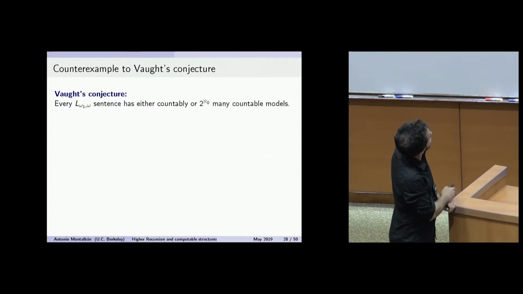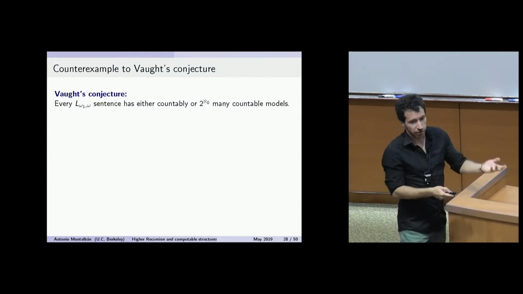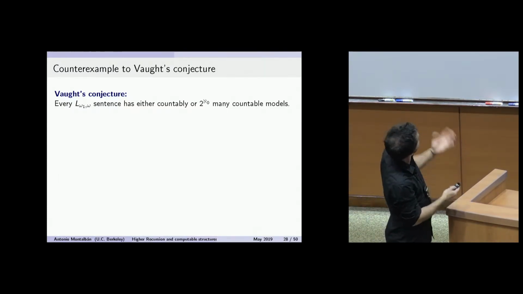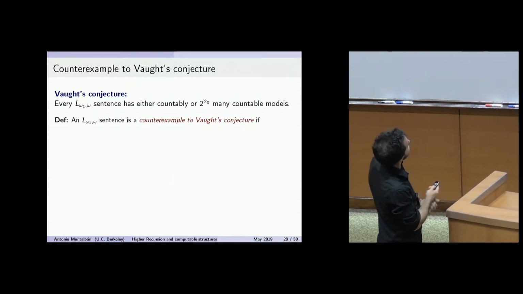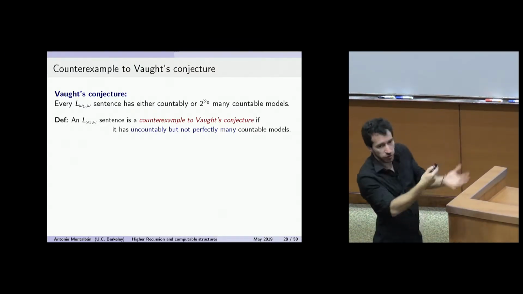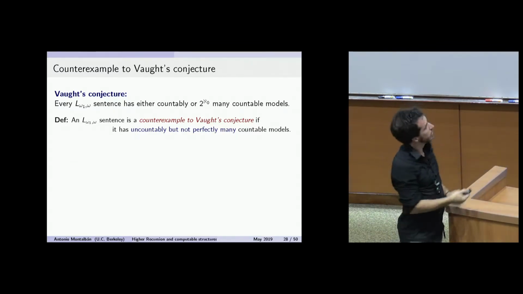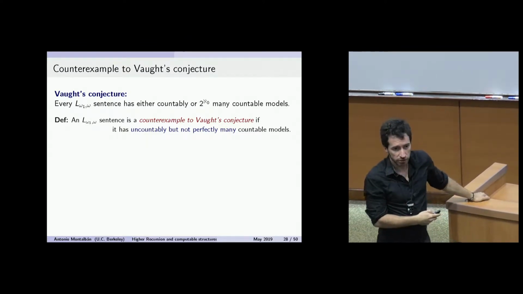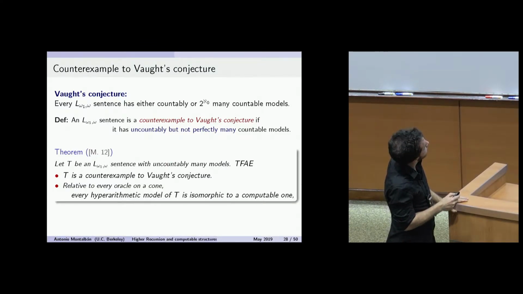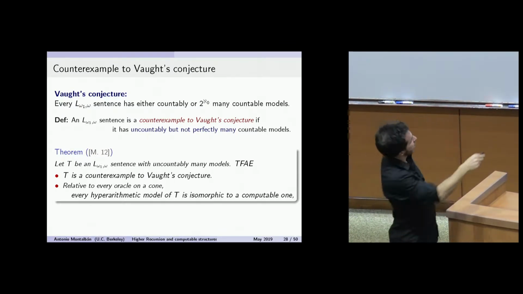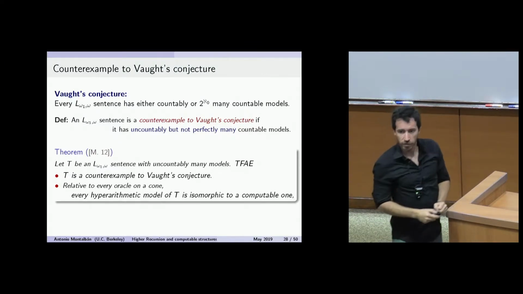Another example of this property is a counterexample to Vaught's conjecture, which we don't know if it exists, but if it existed, this would be another example. A counterexample to Vaught's conjecture is a sentence, or a theory with a countable list of axioms, which has uncountably many models, but not continuum many models. And if something like that exists, then that's equivalent to having this property: every hyperarithmetic model of T is isomorphic to a computable model. And here it is isomorphism again, for models of this theory.